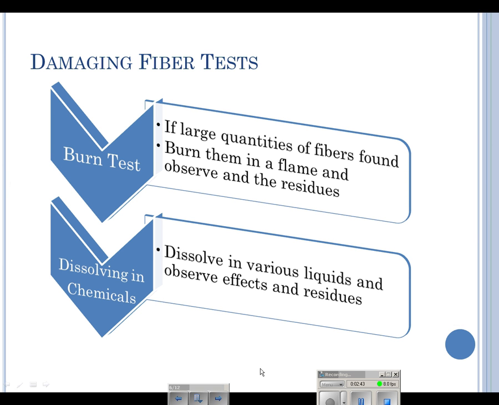So two tests that actually damage fibers. Now we can only do these tests if we have enough evidence. Non-damaging tests can be done on fiber evidence if we only have a small amount. But because these tests damage the fiber, we have to make sure we have large quantities of it.